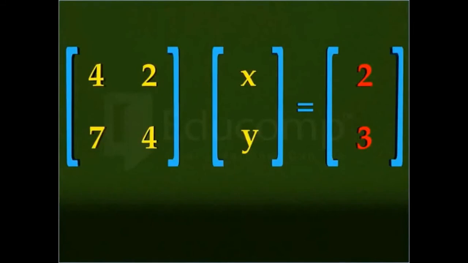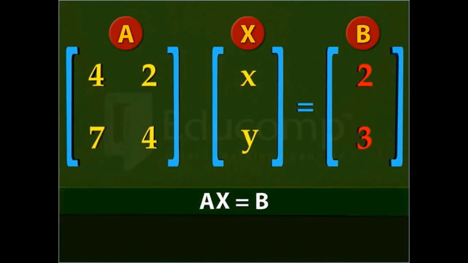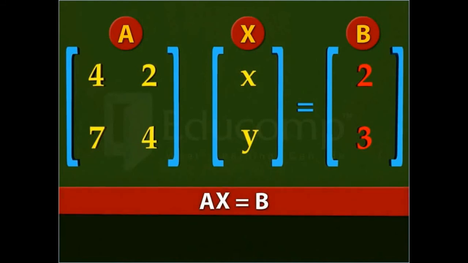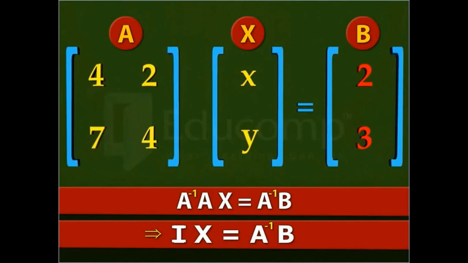If we name the three matrices A, X, and B, we get an equation AX equal to B. If we know the inverse of A and multiply both the sides of this equation by the inverse of A, we get an identity matrix into X equal to A inverse B. This is because the product of a matrix and its inverse is always an identity matrix.